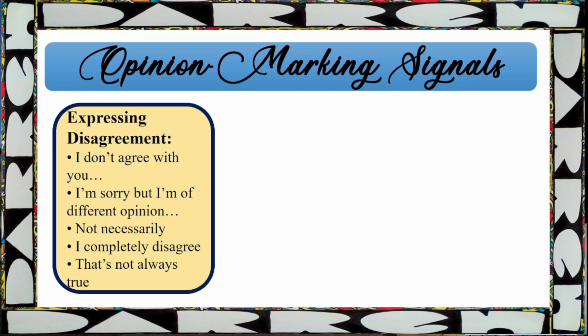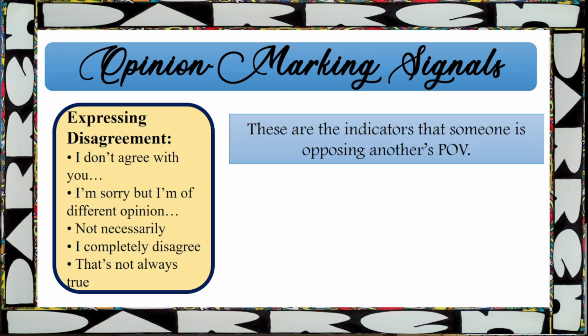Next, we have the reciprocal of the previous one, expressing disagreement. These are indicators that someone is opposing another's point of view. We could use: "I don't agree with you," "I'm sorry, but I'm of a different opinion," "Not necessarily," "I completely disagree," and "That's not always true."